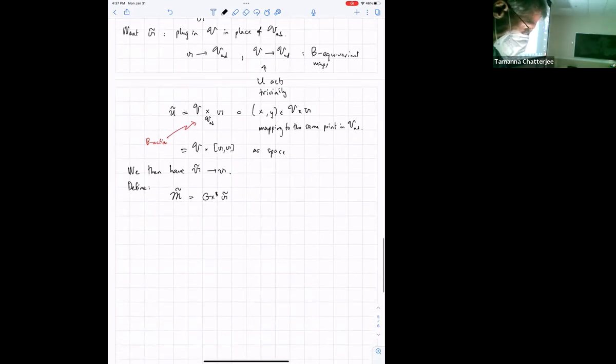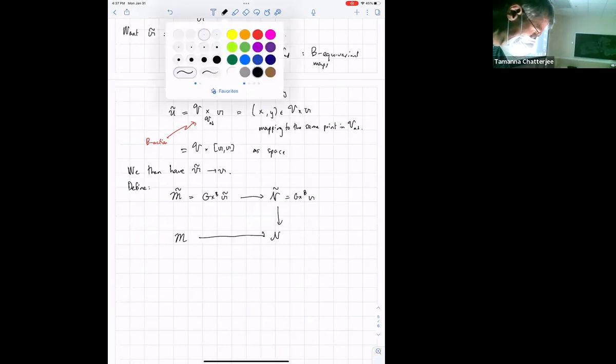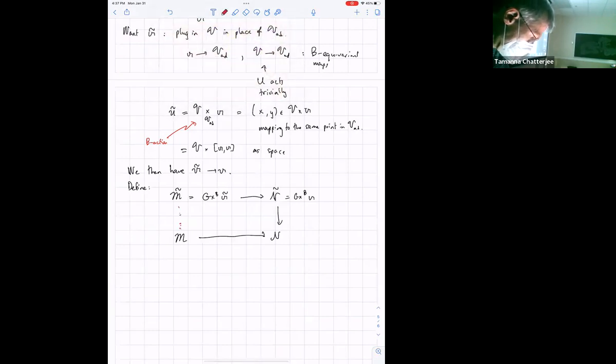Now, because U tilde maps to U, we get this maps to N tilde, which is G cross B of U. This maps to N here. This maps to M. But it's actually not completely obvious that this map exists, right? At this point, all these maps so far, the top map is obvious from the construction, but this map, it's not completely obvious that this map exists.